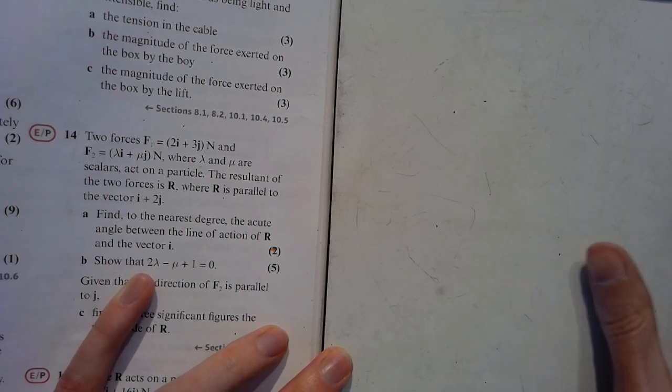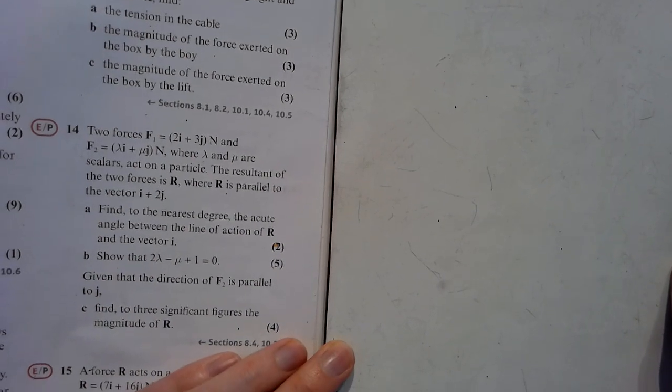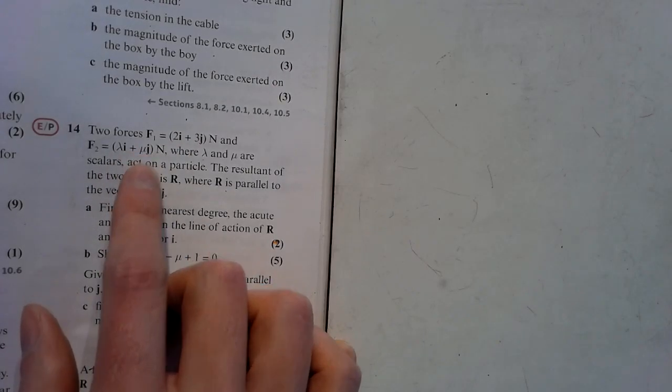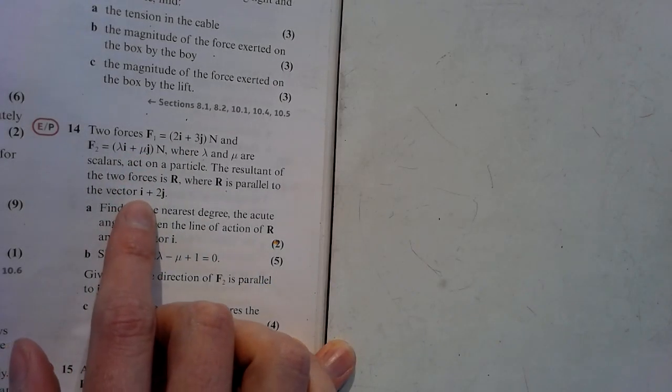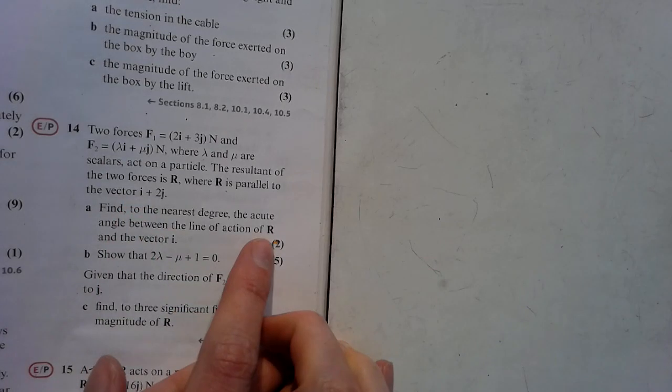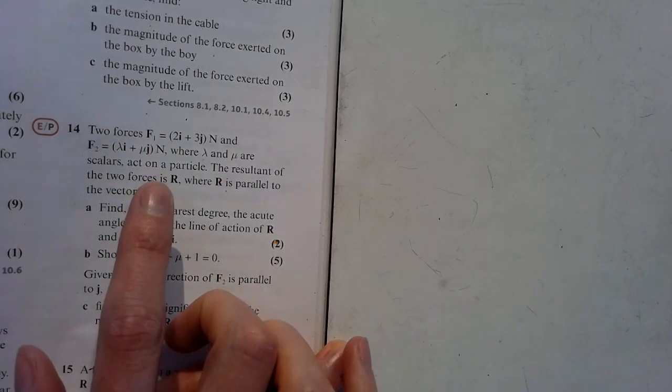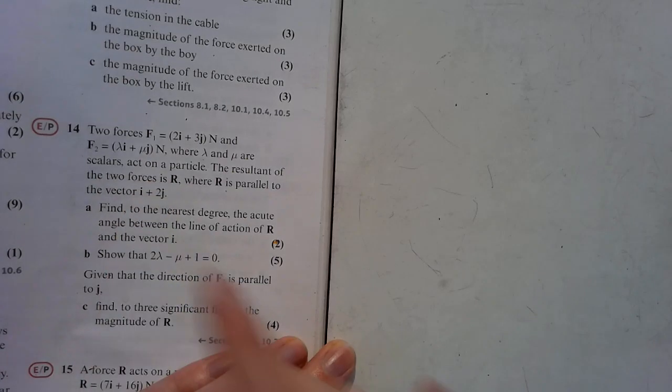Okay, so question 14, we've got two forces and we're told that the resultant, so what you get when you add these two forces together, is parallel to the vector i + 2j. So when we're trying to find the angle of R, if it's parallel to this vector, it's going to be at the same angle as this vector. So we're just going to find the angle of i + 2j.